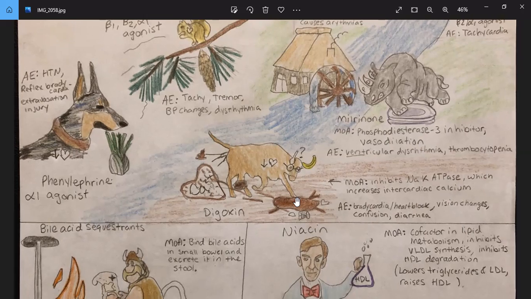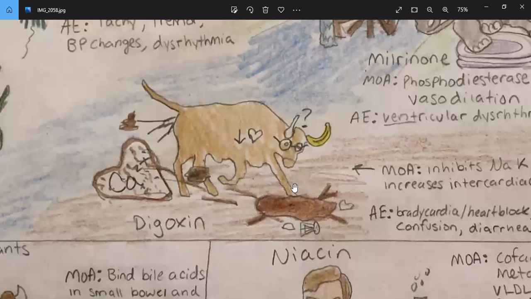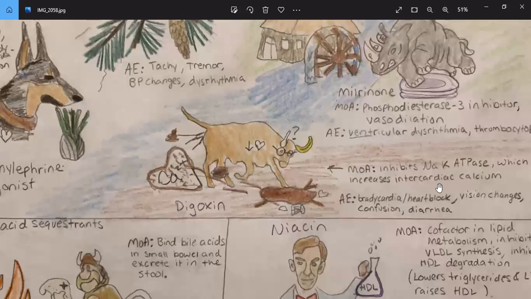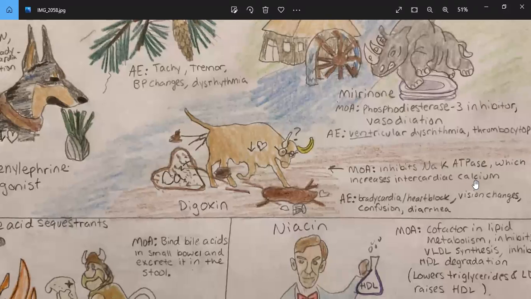And so to represent that, in this hole that the ox is digging, we have salt for sodium. His horn is suddenly turned into a banana for potassium. So he's digging a hole. He's inhibiting the sodium that's knocked over and the potassium. And as he's throwing the dirt over here, the dirt is in the shape of the heart. We have calcium here because it is increasing the intracardiac calcium.